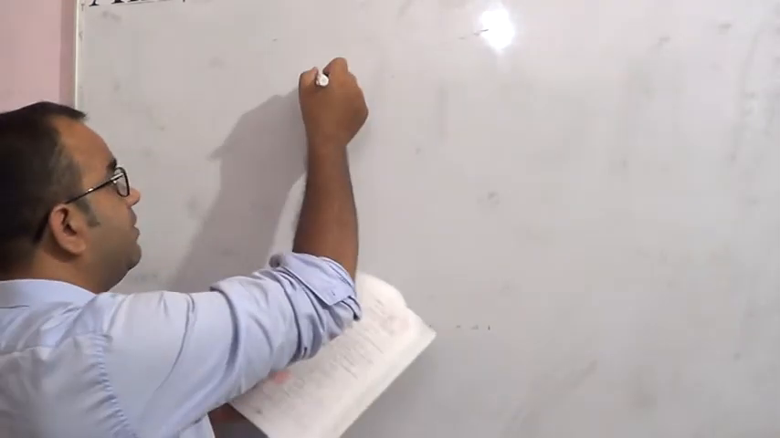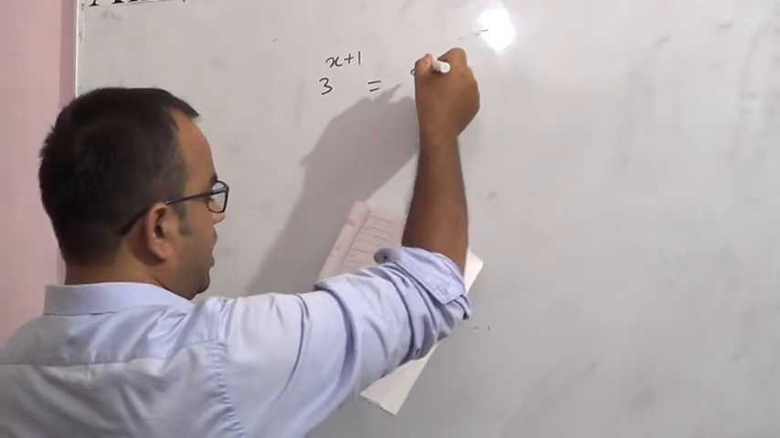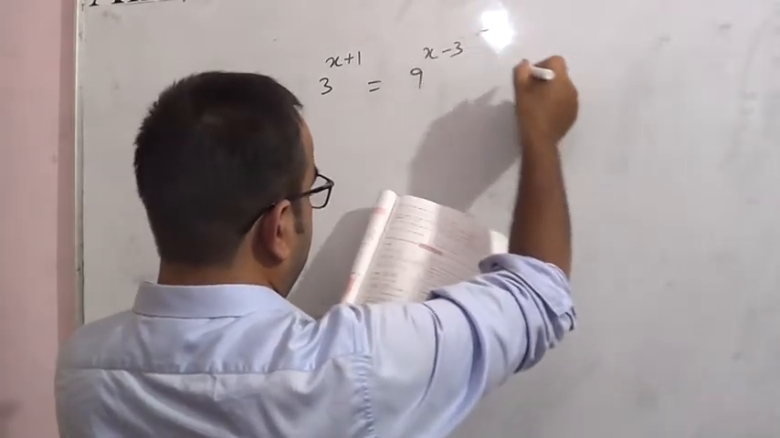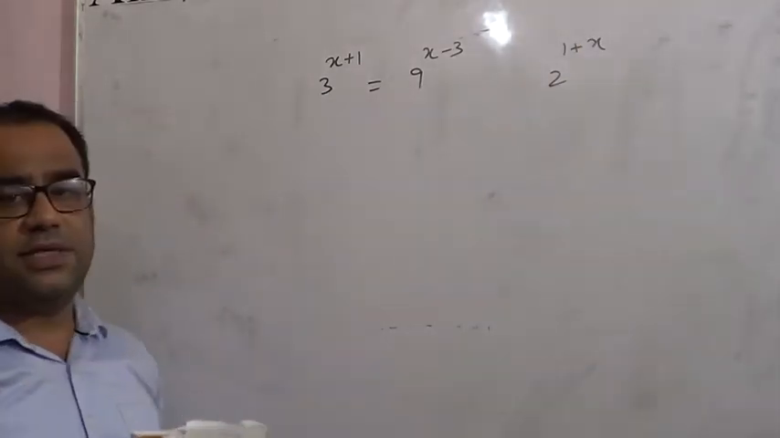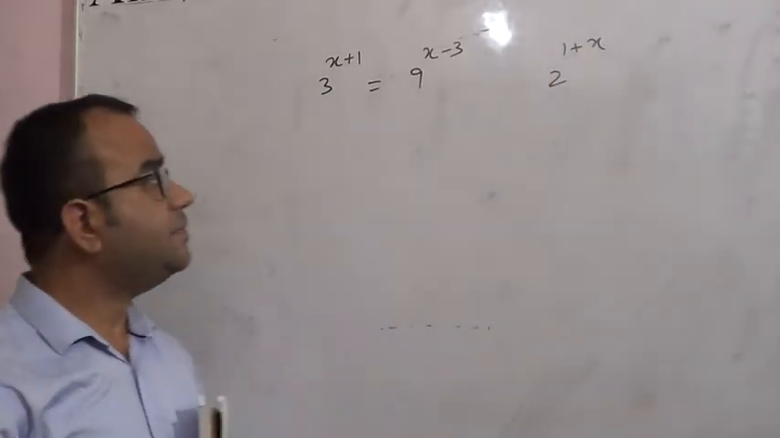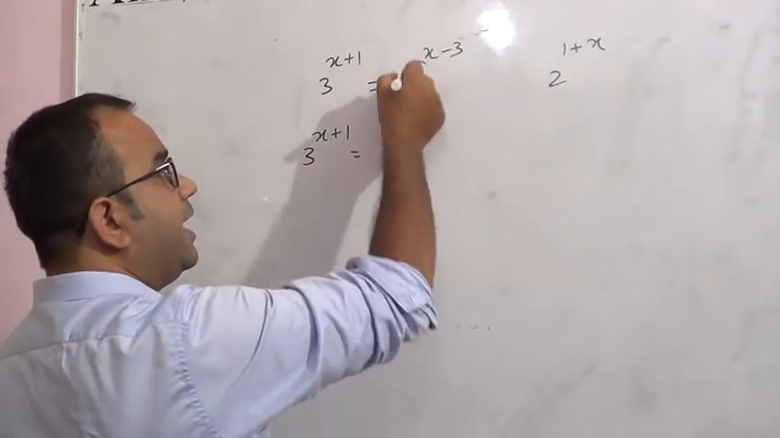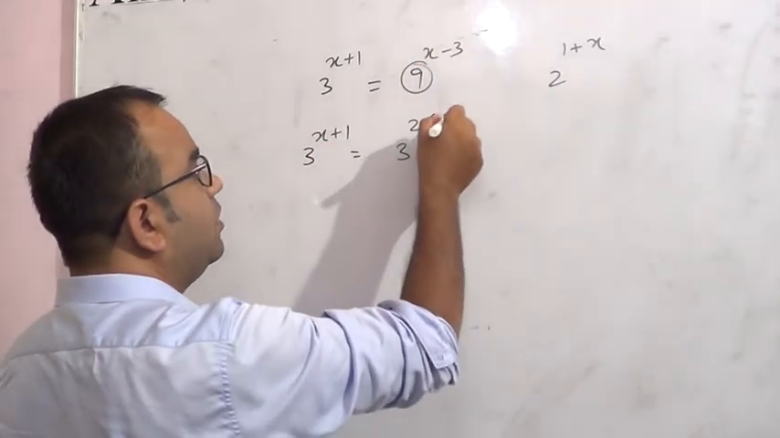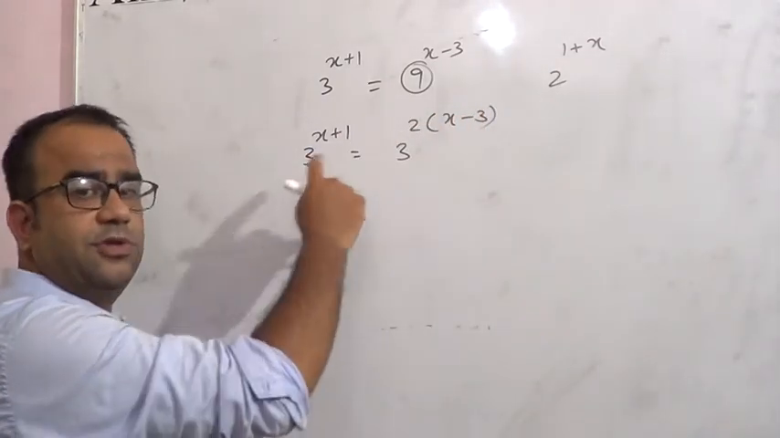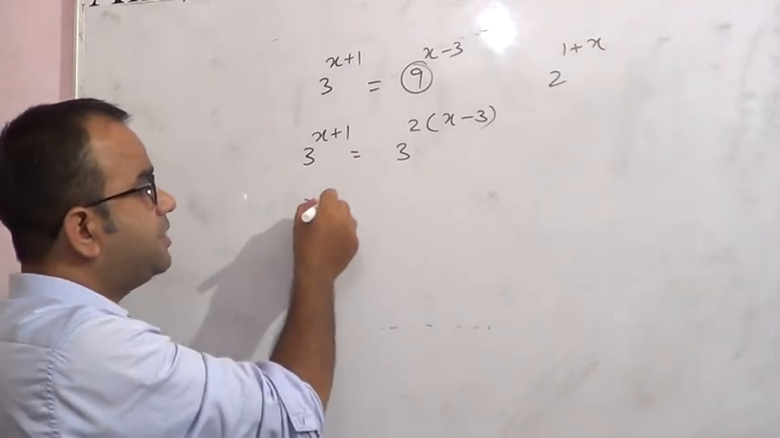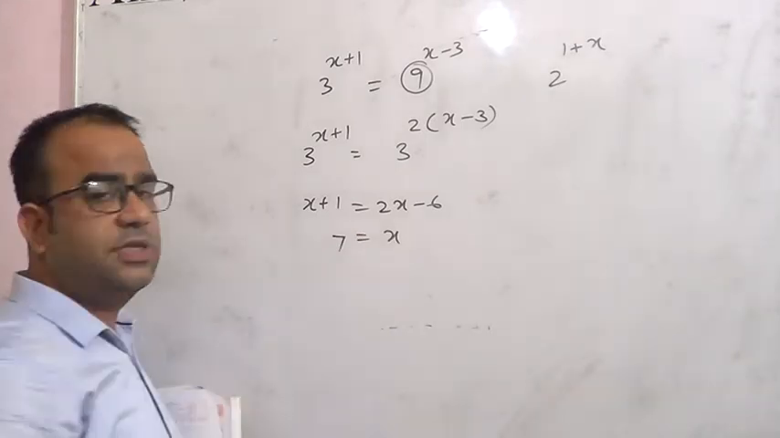Okay, now question number 5 is 3 to the power x plus 1 is equal to 9 to the power x minus 3. Find the value of 2 to the power 1 plus x. So 3 to the power x plus 1 is equal to 9, which can be written as 3 to the power 2 multiplied with x minus 3. Again the base is the same, so the power will also be the same. x plus 1 is equal to 2x minus 6, so x is equal to 7.